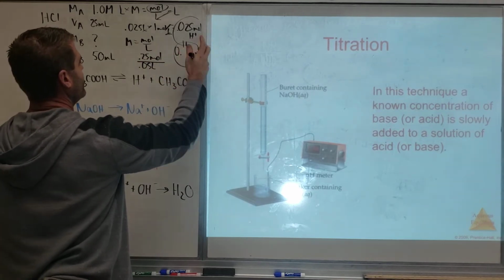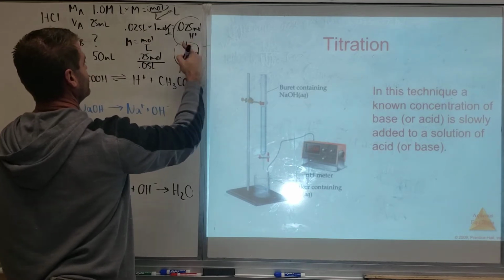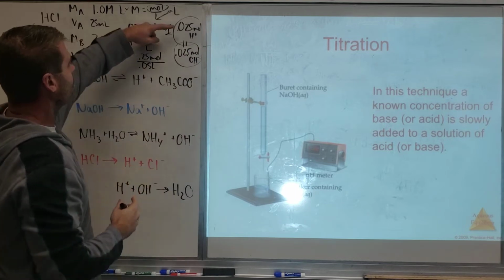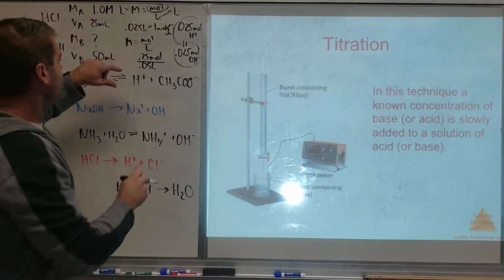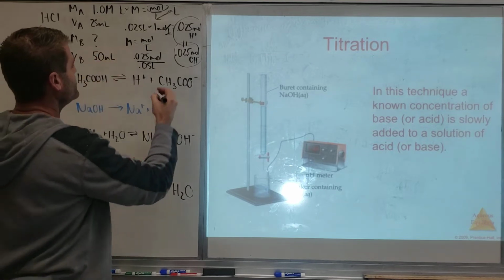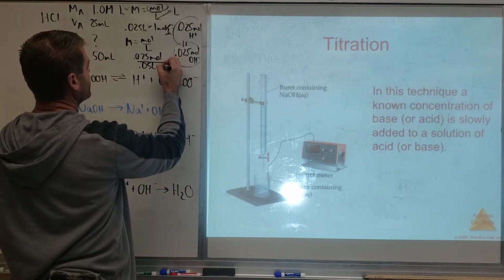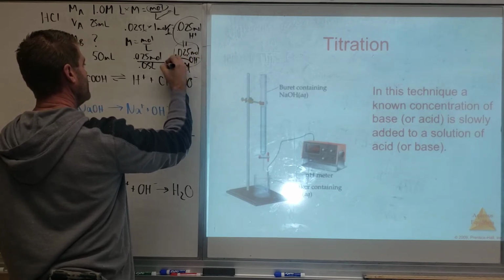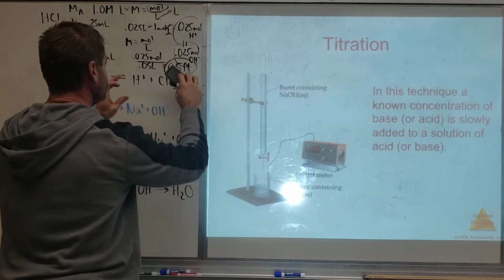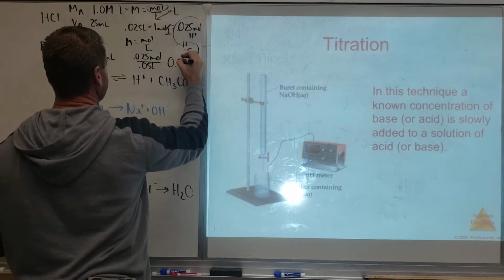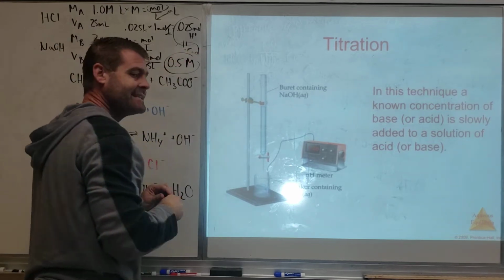I'm sorry, I didn't do that right. That's where I messed up. It's 0.025, my bad guys. So if I go 0.025 over 0.05, what am I going to get? 0.5 molar. Sorry guys. I figured out I have 0.5 molar. So that's half a molar.